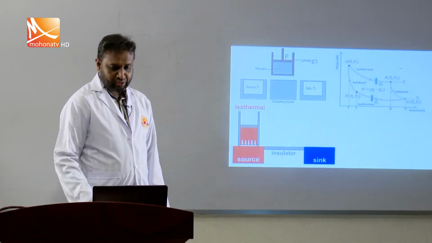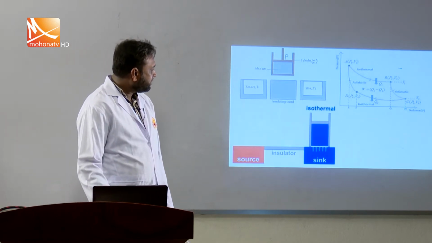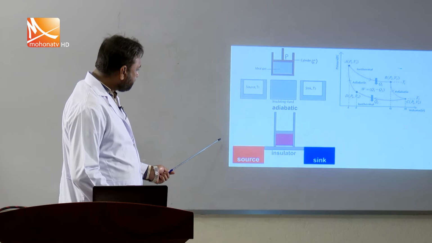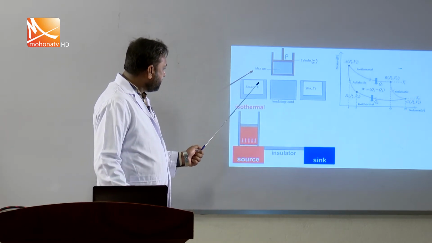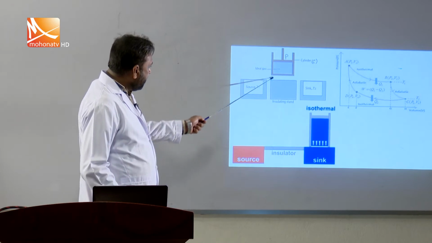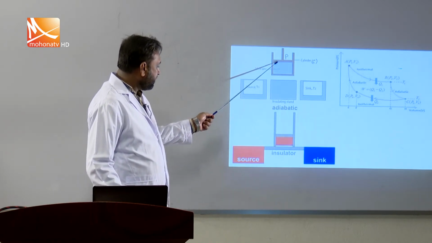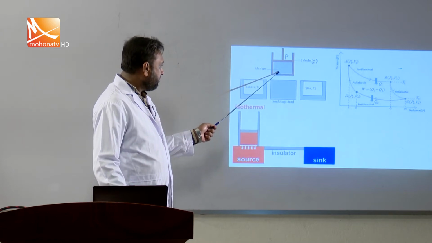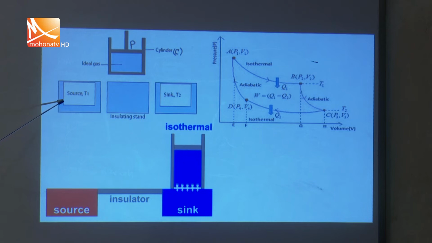Dear students, now we will discuss the Carnot cycle. How does the Carnot cycle work? Here, the working substance, an ideal gas, is enclosed in a cylinder. First, the cylinder is placed on a heat source.